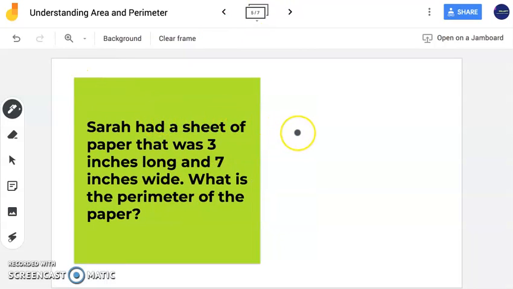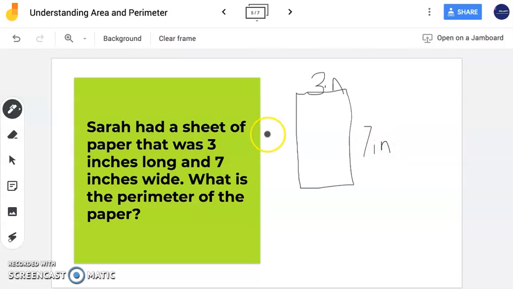For this next one here, we have: Sarah had a sheet of paper that was 3 inches long and 7 inches wide. What is the perimeter of the paper? So just like the previous problem, I'm going to draw the piece of paper. I know that we have 3 inches as one side length and we have 7 inches as my other side length. So if I know that this side length is 7, I know that this side length is also 7. If I know that this side length is 3, I know that this side length is also 3. Notice my two widths are the same, my two lengths are the same.